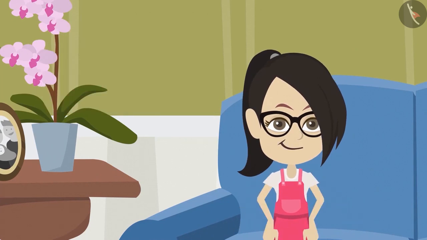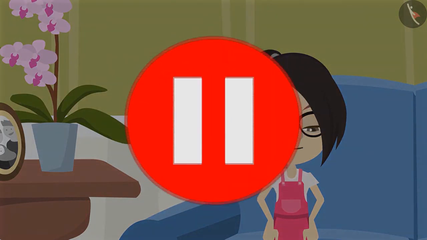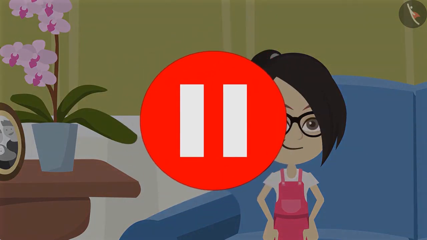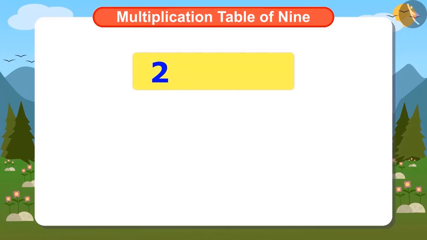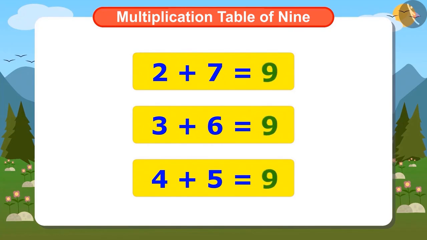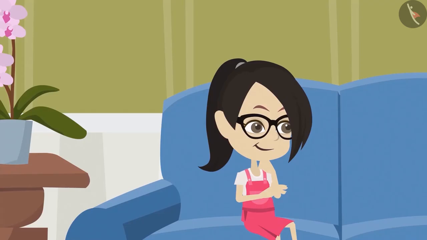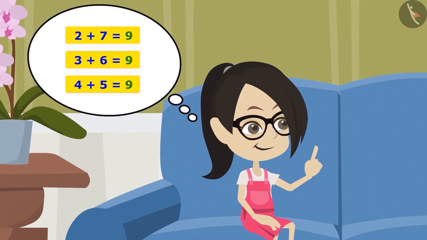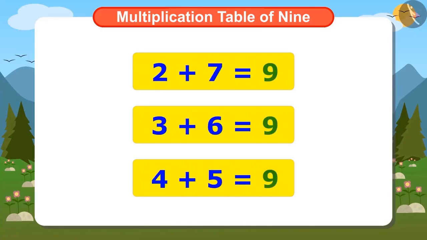Can you help Vandana? Pause the video for a while and write a set of 2 numbers in your notebook which adds up to 9. I have found out. Adding 7 to 2, adding 6 to 3, adding 4 and 5, we get 9. Vandana knows that 9 comes from groups of these 2 numbers. Vandana can choose any one of these groups.